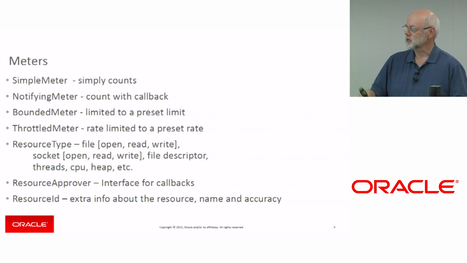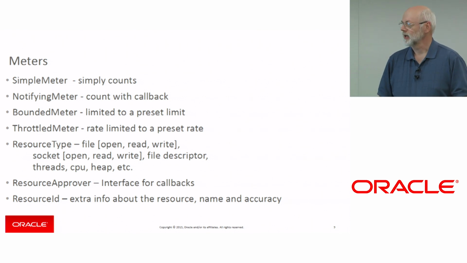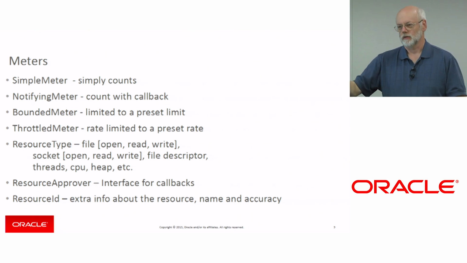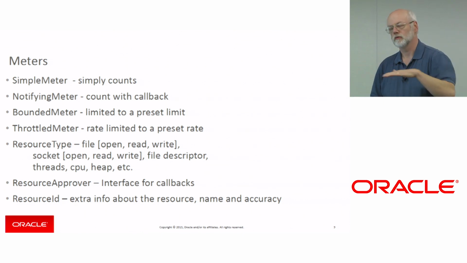A couple other simple meters added into the set were the bounded meter that provides an upper limit on the bound of something. It's automatically enforced even without a callback. It just says no when you get to the limit. And the throttled meter is a little more interesting. It actually keeps track of how much has been used over time, and you can set a limit, and it will delay approving some requests until you're back under the resource limit.